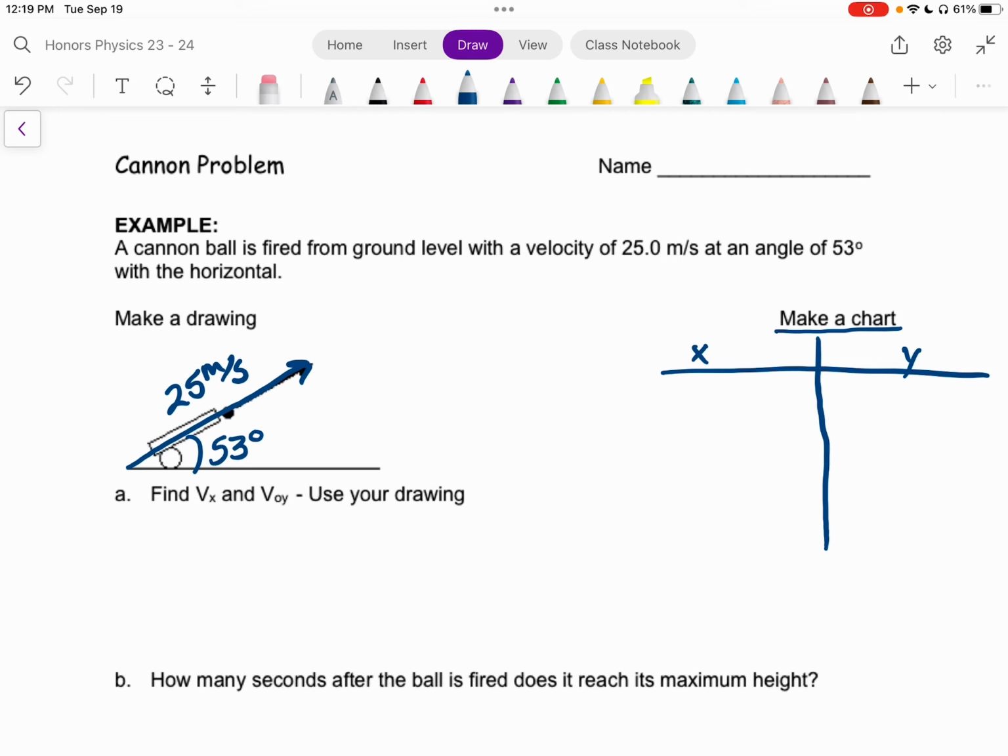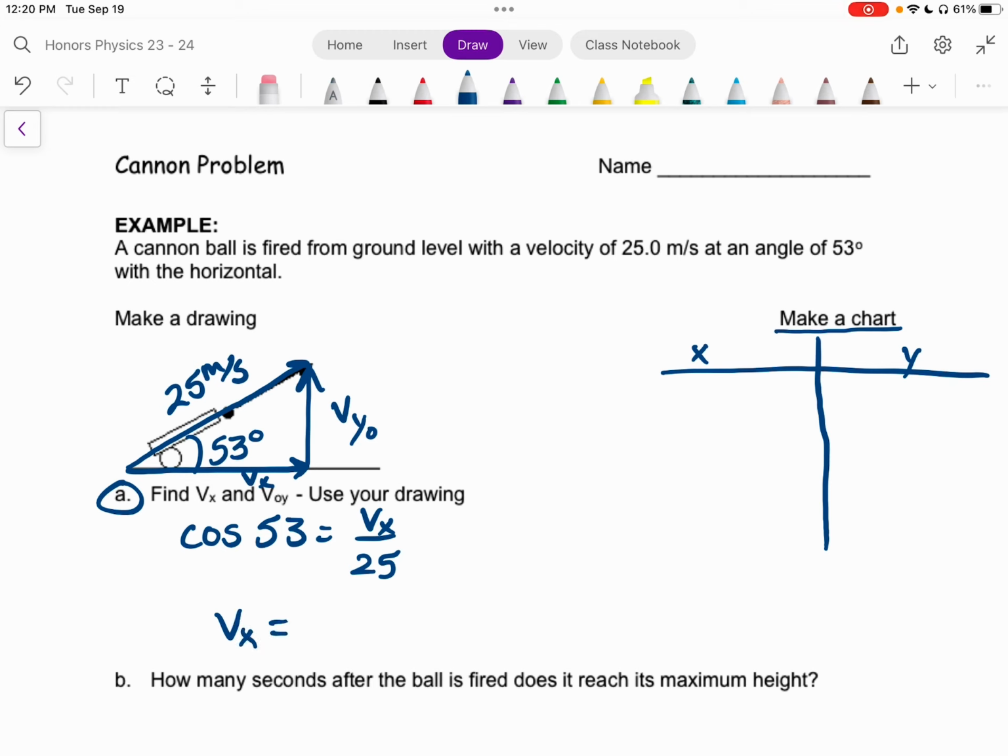So they help us in part A with filling out part of that by making us find the value of the velocity in the X direction and the velocity original in the Y direction. So let's start there. To find this, we're going to use basic right angle trig. In the X direction, we're going to use cosine 53 equals Vx over 25. So the velocity in the X is equal to 25 times cosine of 53, which is 15.05 meters per second.